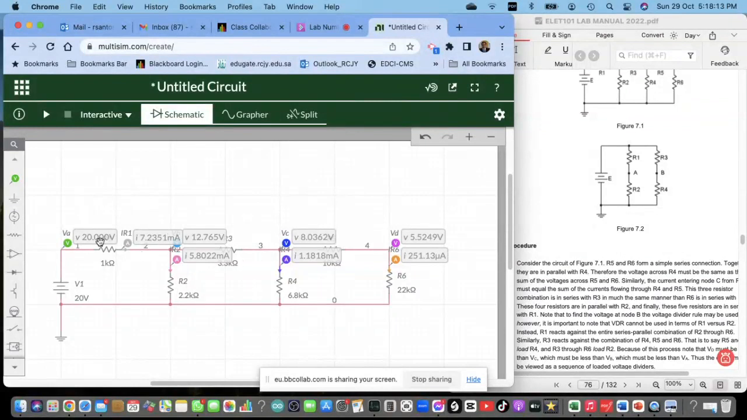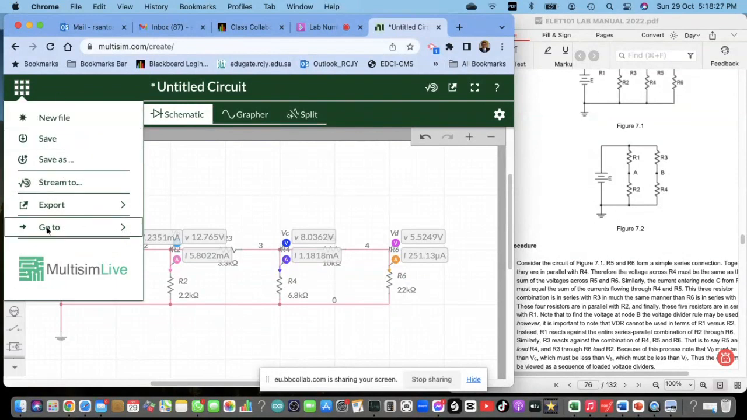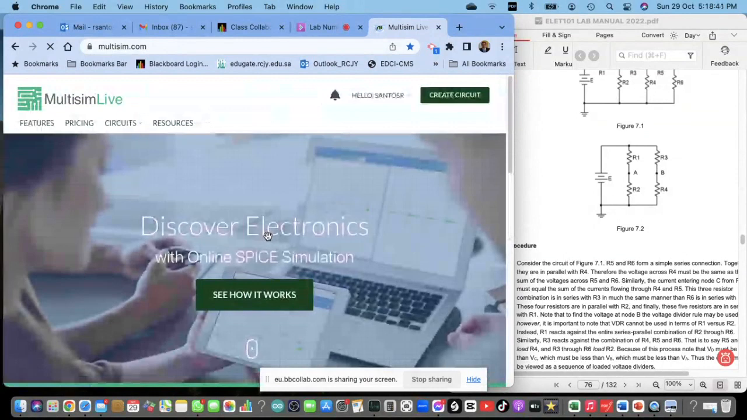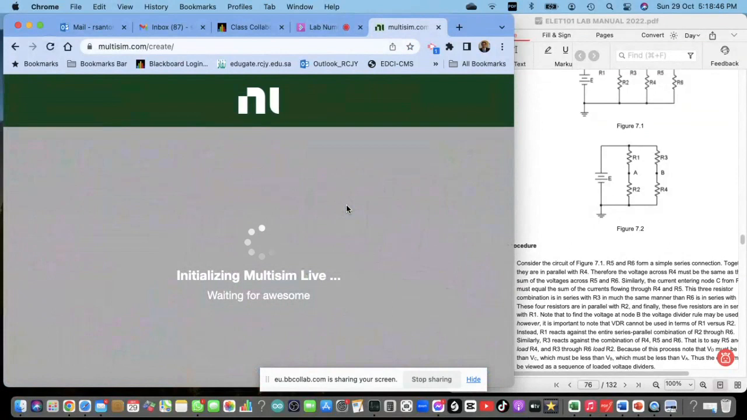So what shall we do here? Again, okay, let's go out. New. Save? No, I will not save it. Discard it. Okay, so let's do another circuit, which is figure 7.2, and do the next table.